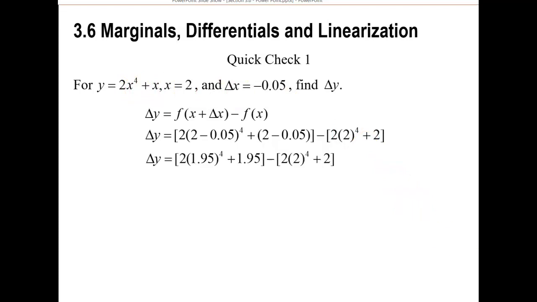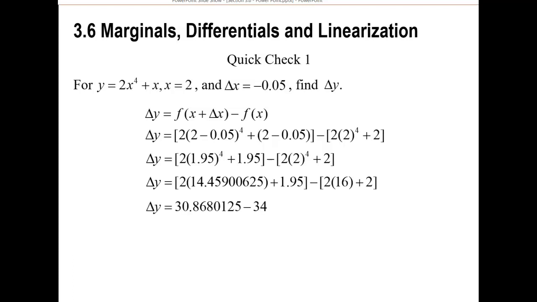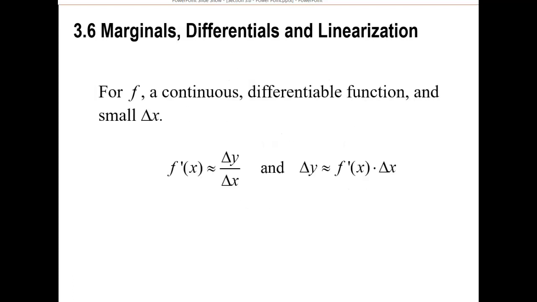Clean it up with your calculator. Should give you negative 3.1319875. So in other words, for this function, when x changes by negative 0.05, y changes by negative 3.1319875. So a very slight change in x, right? We're figuring out what the change in y effect would be.